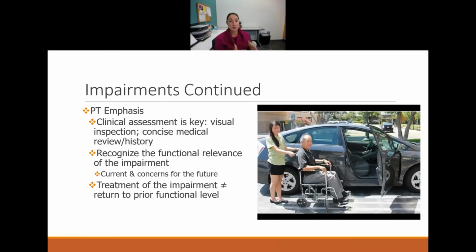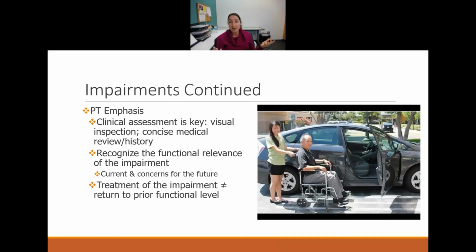I need to make sure that I educate them and teach them proper ways of maintaining this. We treat the impairment, but that doesn't always mean return to prior level of function. So, for example, spinal cord injury, will continue on that example. Even if we decrease their tone in their legs and allow them to have full movement of their legs, if the signal's still not getting through, they're not going to have any active movement.